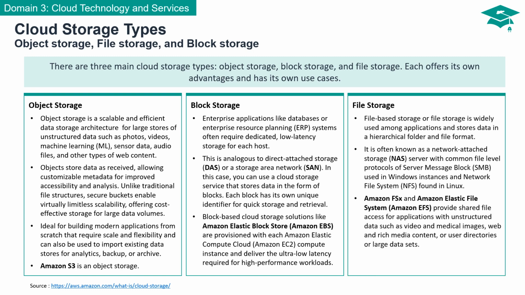File storage, widely used among applications, organizes data in a familiar folder and file structure, much like the file system on your computer. Known as a NAS, or Network Attached Storage server, file storage relies on common file-level protocols such as SMB, the Server Message Block for Windows, and NFS, the Network File System for Linux. Amazon FSx and Amazon Elastic File System are file storage solutions from AWS. These services provide shared file access for a variety of applications, handling unstructured data such as video, medical images, web content, user directories, and large datasets.